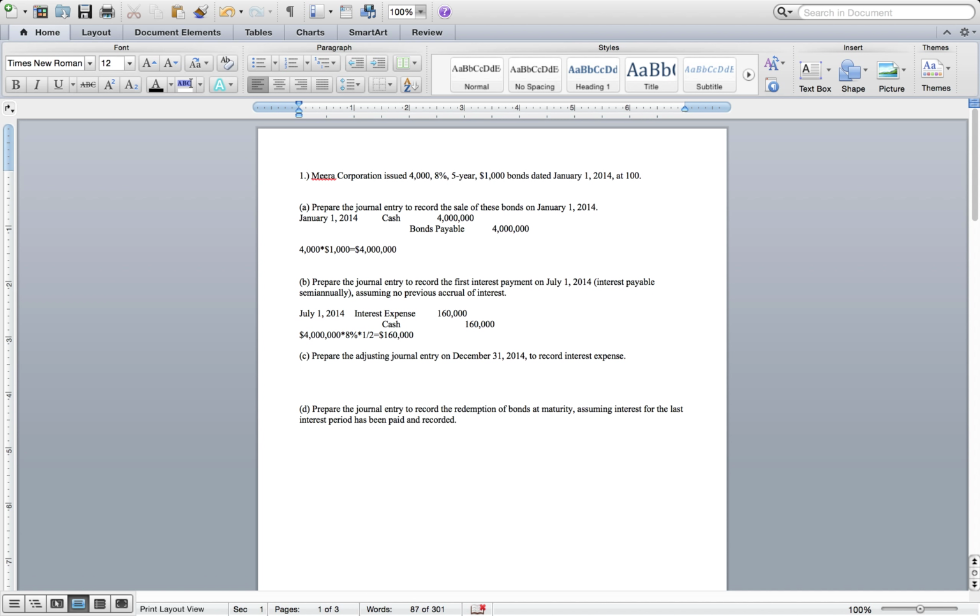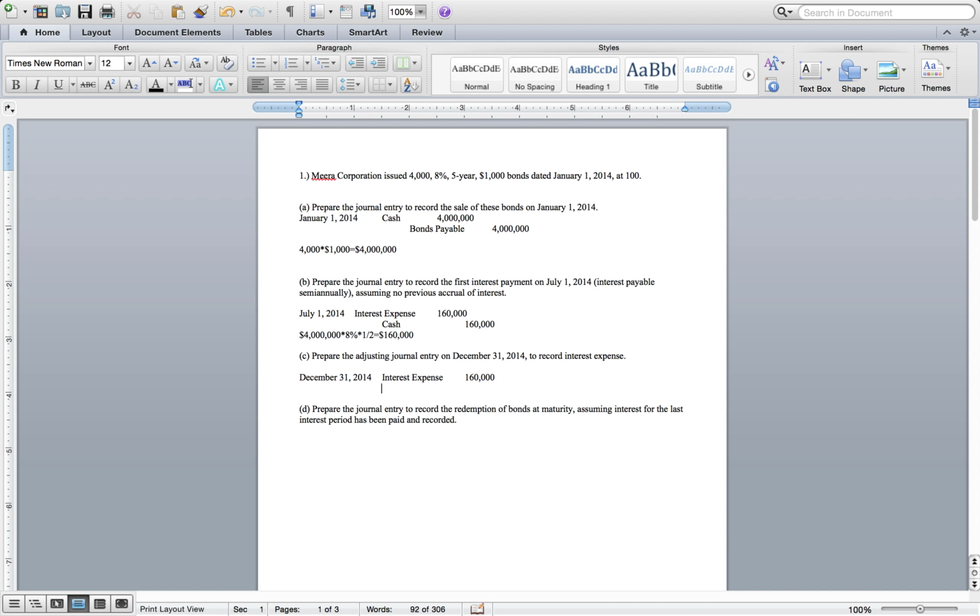Okay, so now it says here prepare the adjusting journal entry on December 31st, 2014 to record interest expense. So here, December 31st, 2014. Again, we're going to debit interest expense. Now, the amount of interest expense will be the same exact amount as we put in Part B. It's the same calculation. Okay, so put $160,000.